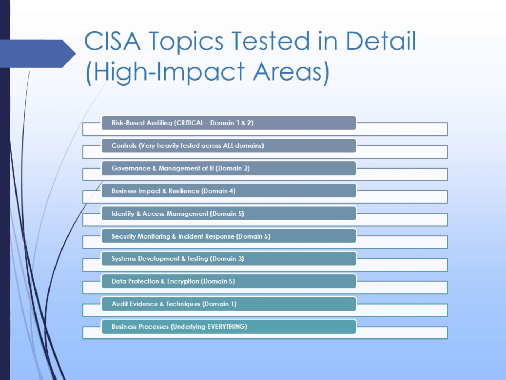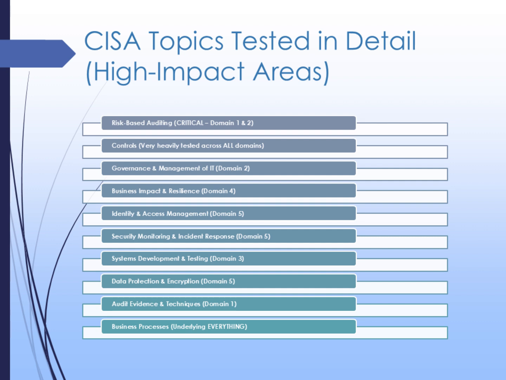Controls are also heavily tested across all domains. The exam frequently assesses whether you can identify the most effective control for a given risk scenario, including preventive, detective, corrective, and compensating controls. Governance and management of IT in Domain 2 is another critical area. Questions often focus on governance structures, accountability, policies, oversight responsibilities, and alignment between IT and business objectives. Business impact and resilience, covered in Domain 4, is heavily weighted and highly scenario-driven.